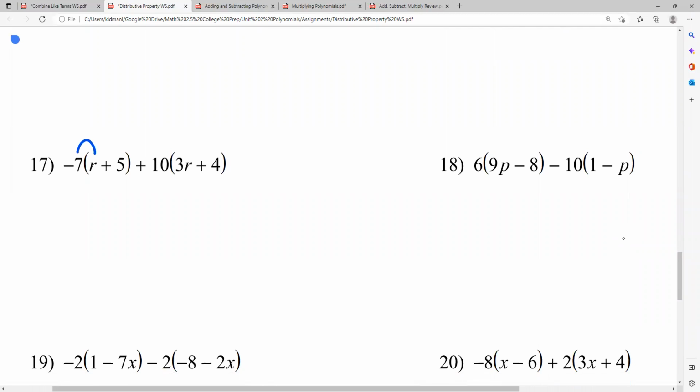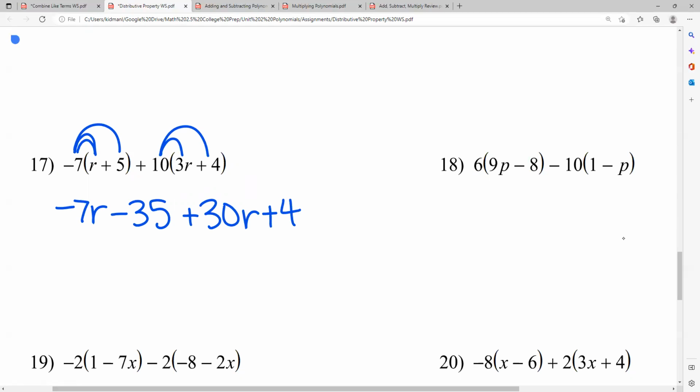So we're going to distribute that first number here, and then we'll distribute the second number to the second set of parentheses. So negative 7 times r is negative 7r. Negative 7 times 5 is negative 35. Then we've got 10 times 3r, which will give us a plus 30r. And 10 times 4, which gives us a plus 40.